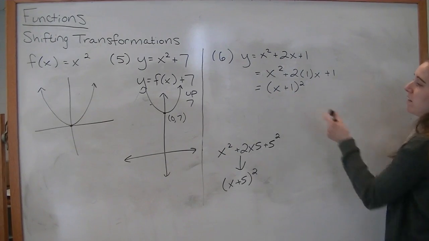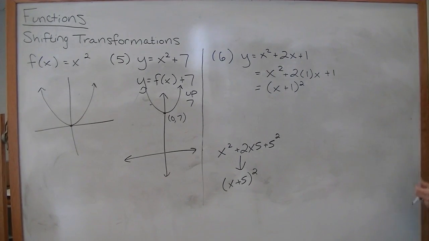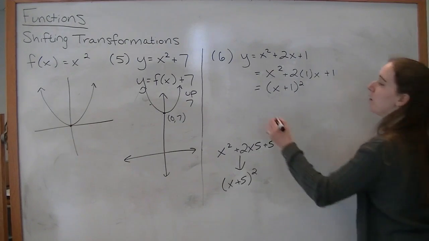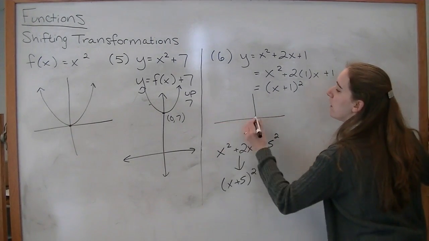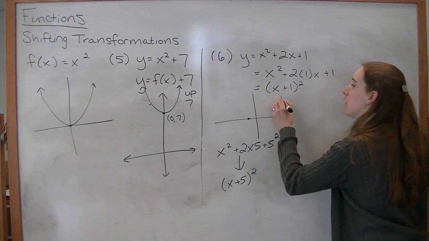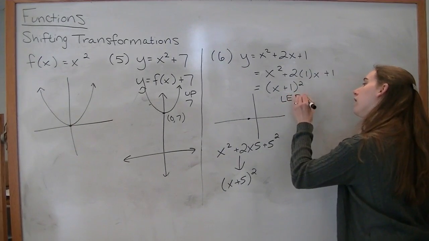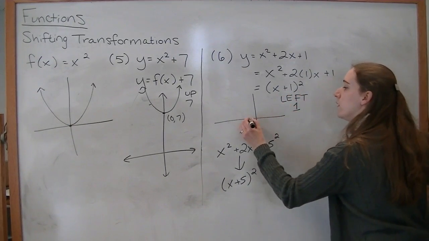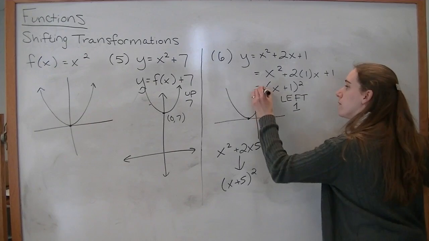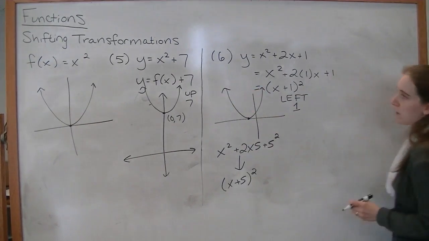So based on x squared now, we see that we're shifting our input by adding 1. So that means the whole parabola is going to shift to the left by 1. And it'll look like that.